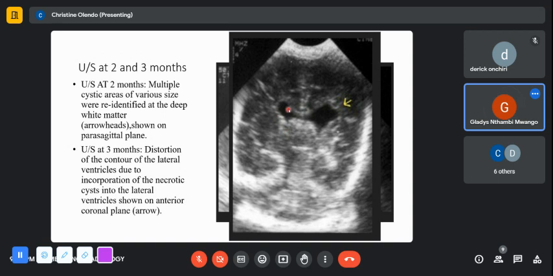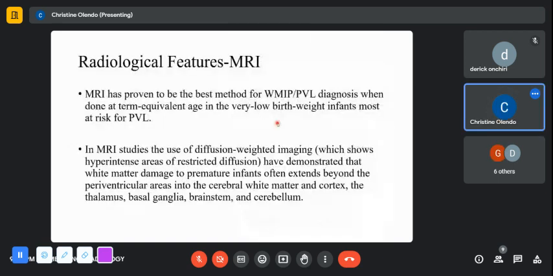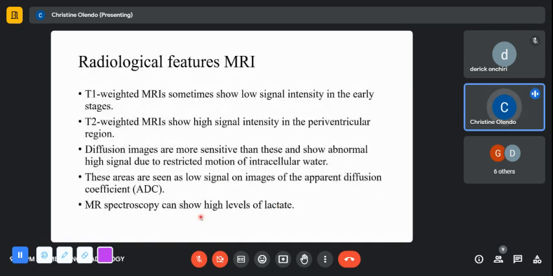So on MRI, it is the best method of diagnosing PVL. In MRI, the use of DWI, which shows hyperintense areas of restricted diffusion, has shown that the white matter damage in premature infants extends beyond periventricular areas to the cortex, thalami, basal ganglia, brainstem, and the cerebellum.